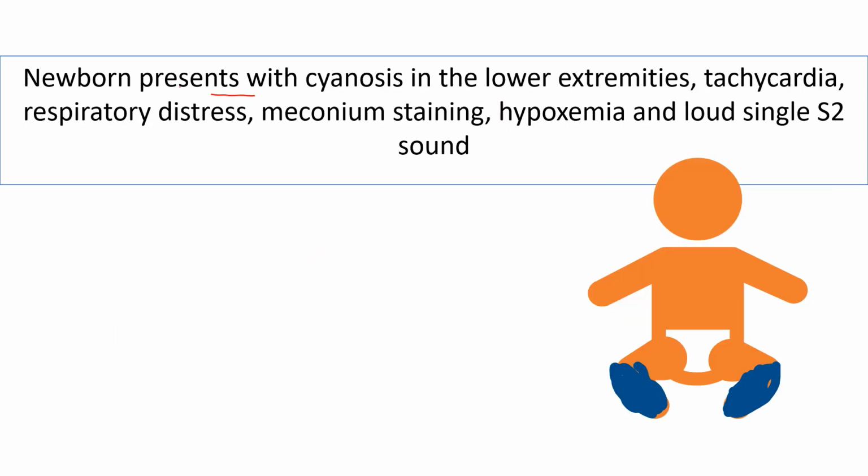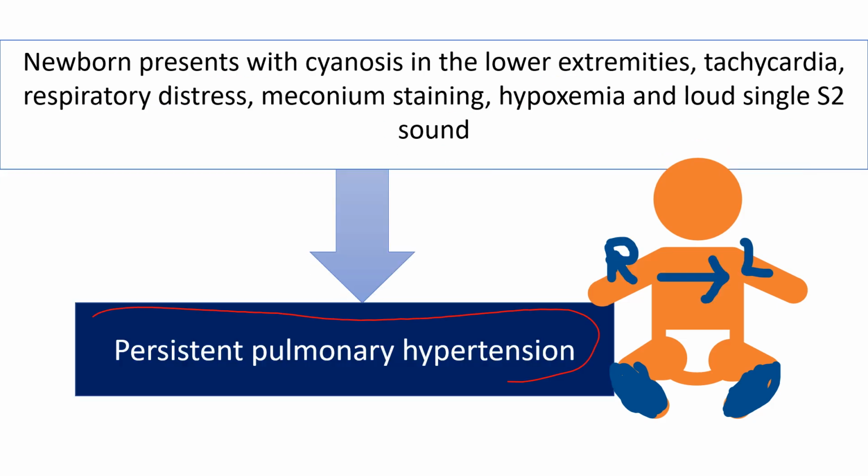A newborn presents with cyanosis in the lower extremities, tachycardia, respiratory distress, meconium staining of nails, hypoxemia, and a loud single second heart sound. What is the most likely cause? Persistent pulmonary hypertension. This condition must be differentiated from transposition of great arteries. Differential cyanosis, here the oxygen saturation is lower in the lower extremities than the right arm, the opposite in case of transposition of great arteries. This condition can be associated with meconium aspiration syndrome.